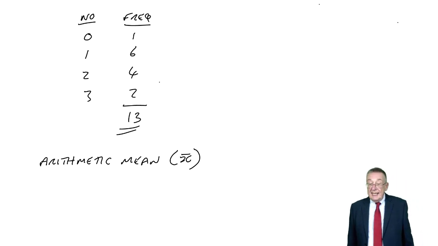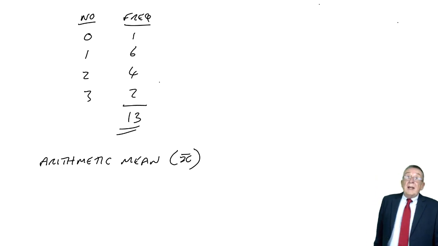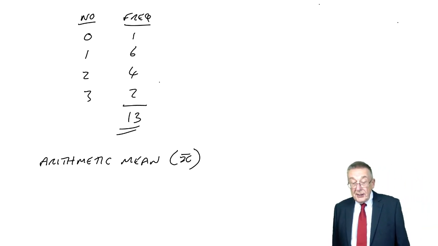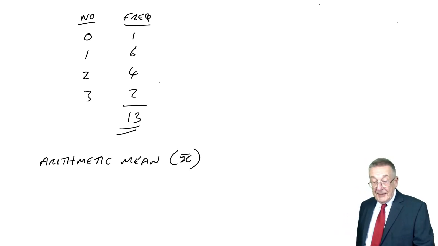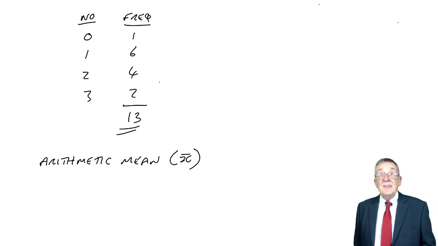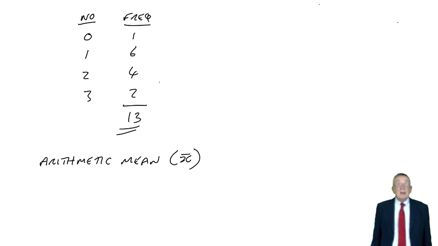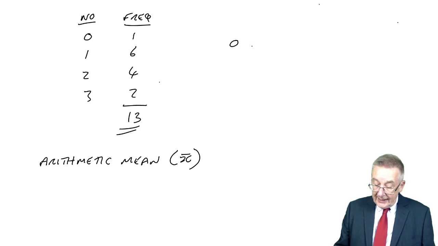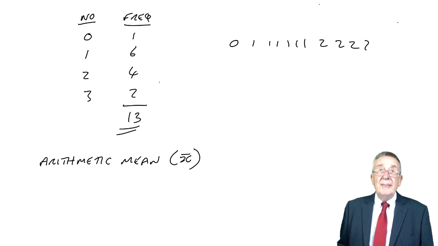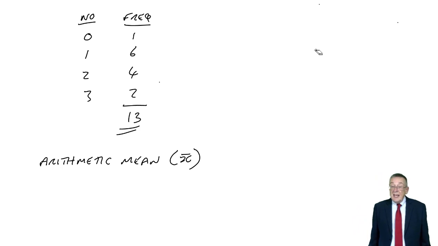You see, with 13 observations, we add them all together and divide by 13. So 0 once, and then 1, 1, 1, 1, 1, 1 6 times, 2 4 times, 3 twice. You could list them all, add them together, divide by 13, and there is your average. However, rather than list them all, I just need to know what the total of all of them is.